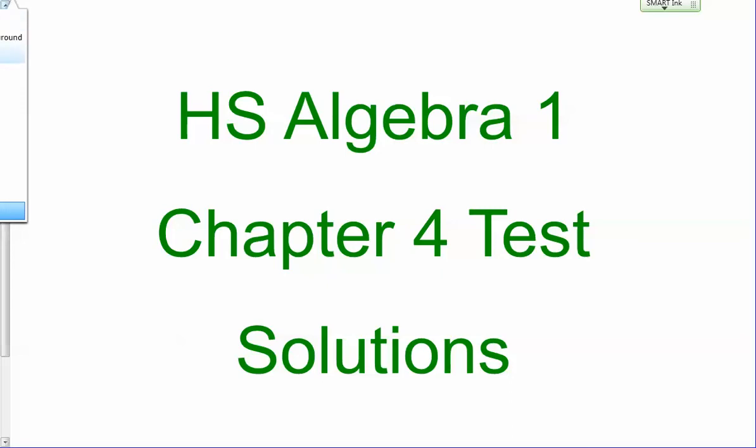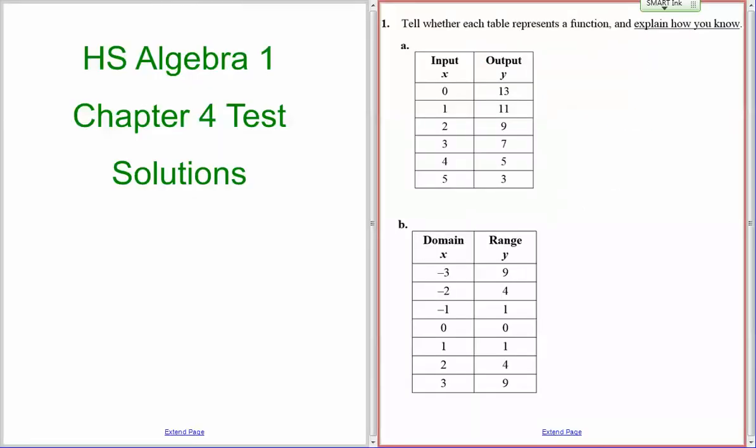Alright, so first off we were asked to tell whether each table represents a function and explain how we know. Okay, this first one is a function because each input has exactly one output. I mean, as best we can tell, every time we enter in 0 we're going to get 13 because I don't even see another 0 on here. Every time we enter in 1 we're going to get 11. Every time we enter in 5 we're going to get 3. So it is a function.